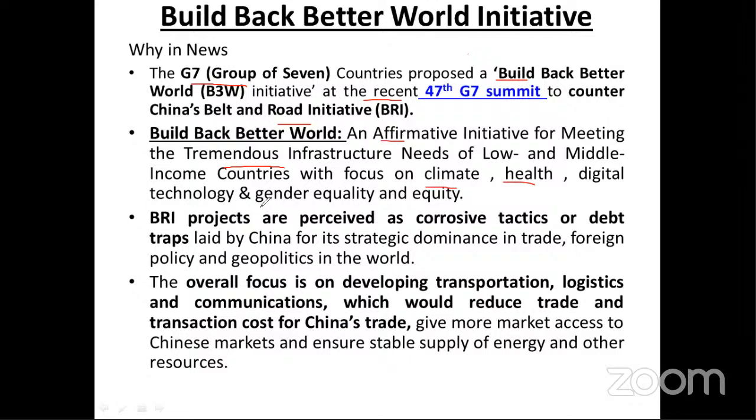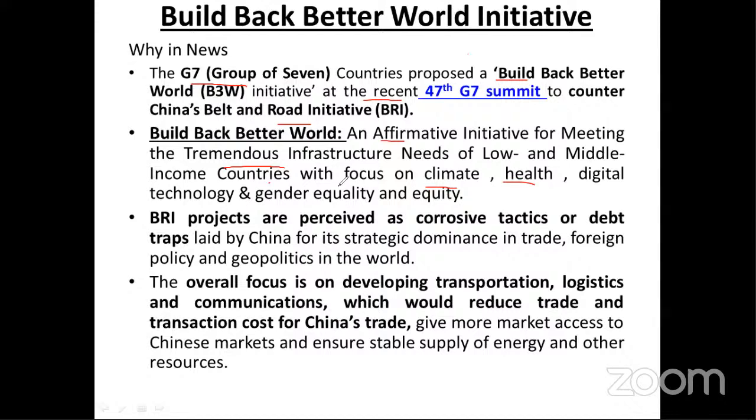Better World means clean, sustainable development, where the world should be free from polluted air and polluted water. Clean water and clean air should be available. Everybody should have good health. Everybody should have employment opportunity, given to each and every person. So Build Back Better World is an affirmative initiative for meeting the tremendous infrastructure needs of low and middle income countries.